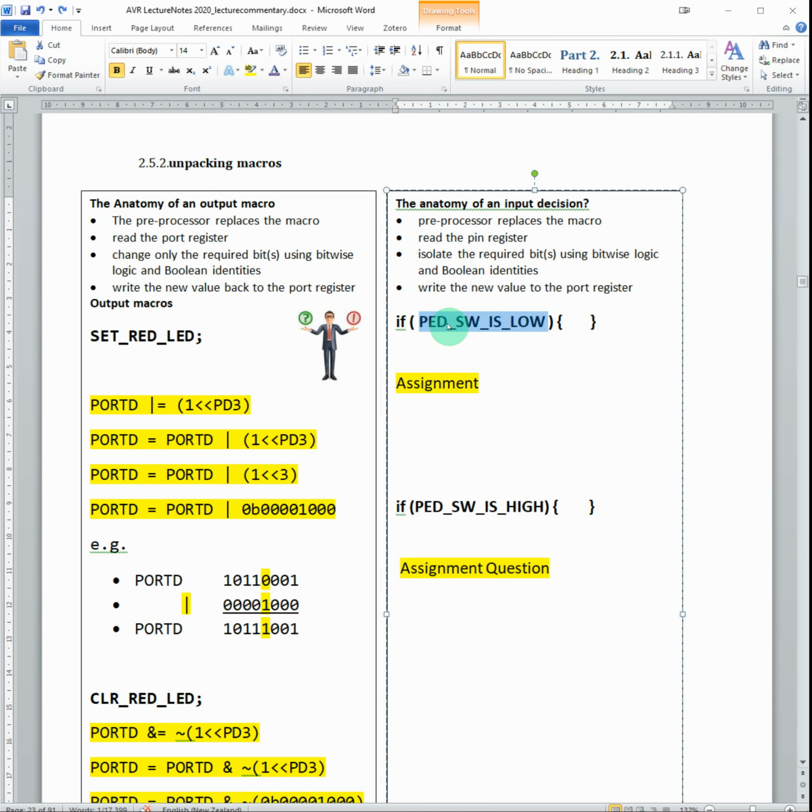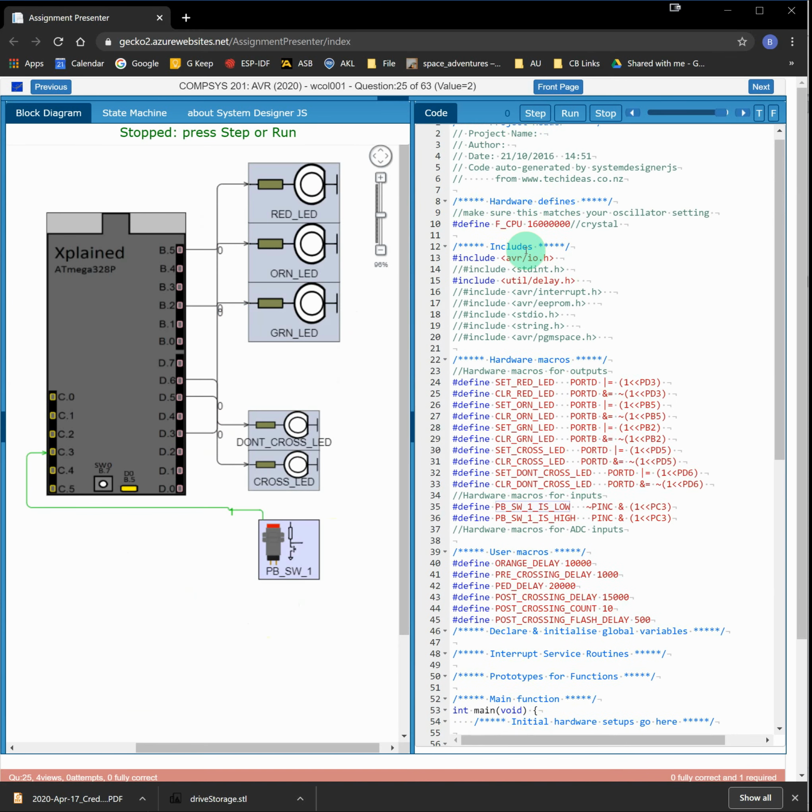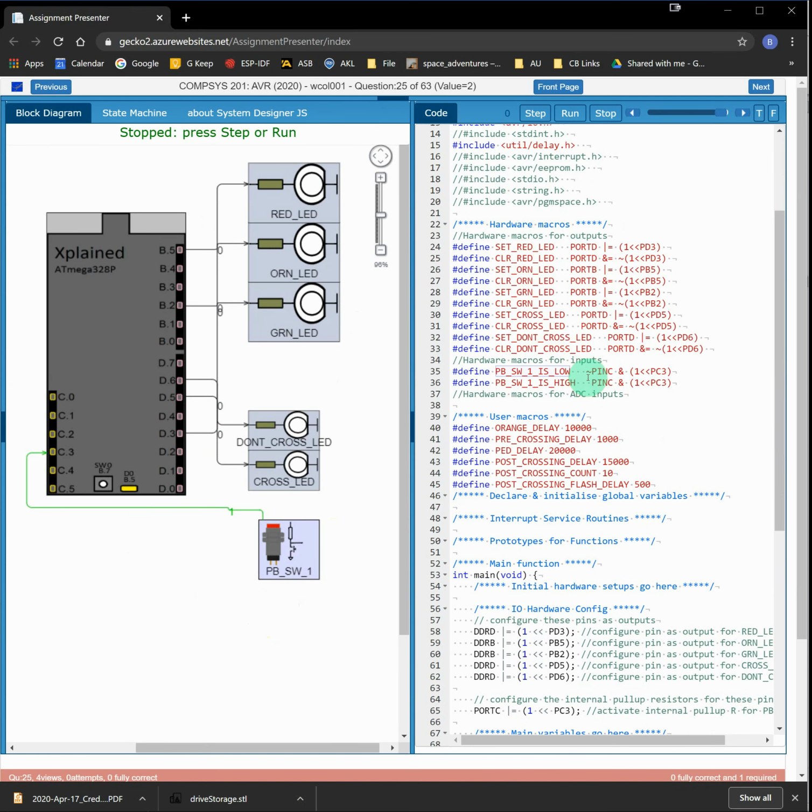So you've got to actually now think about whether the PED switch is low. If this switch is low, let's have a look at the actual macro and see what the macro says. Here's the macro for the low. So you've got to unpack this to find out whether this is true or not. So you've got to know your bitwise logic, and you've got to test the specific bit you want to test, and then you've got to see whether the result is true or false.